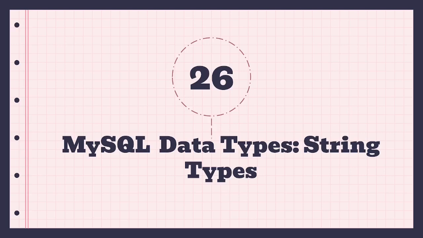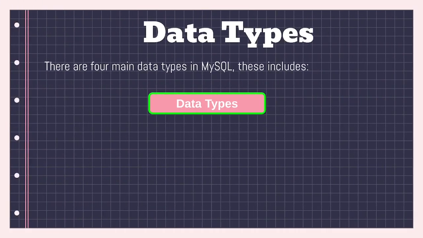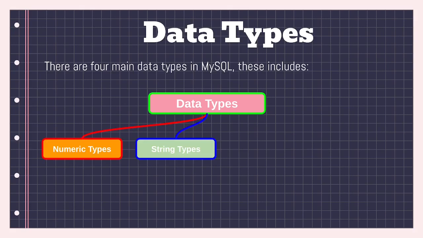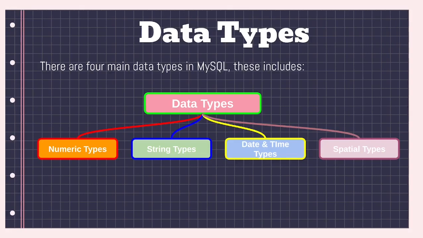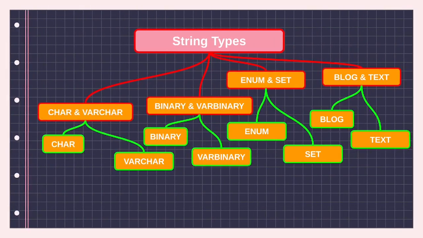So let's jump into today's agenda, which is just talking about the different string data types, or the textual data types. Let's take a look at the recap of the different data types you have in MySQL. We mentioned in the last tutorial that there are mainly four: numeric types, string types, which we'll be covering in this video, date and time types, and special types. Let's move on to the different string types that we have.